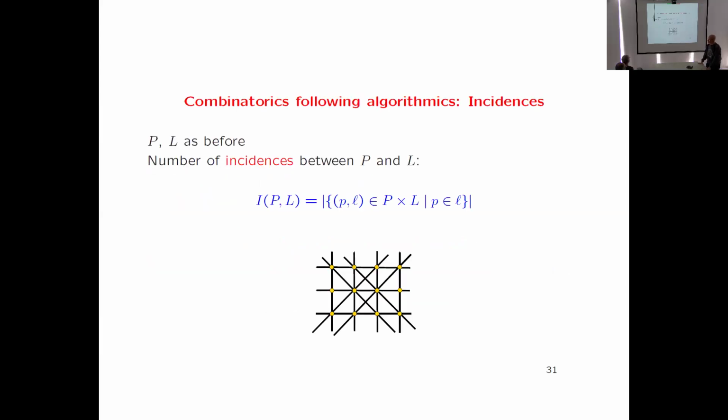Okay, so this was algorithmic. Now let's look at the combinatorial twin of the problem. So we have sets P and L as before, points and lines, but now we don't want to compute anything, we just want to bound the number of incidences between the points and the lines. So we want to bound the number of pairs point-line, such that the point lies on the line.